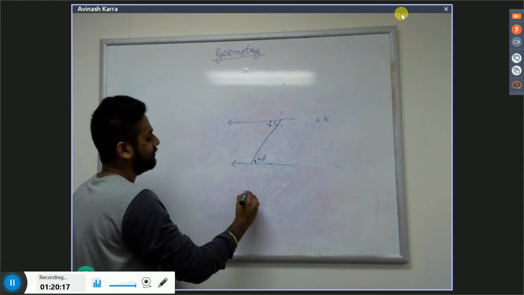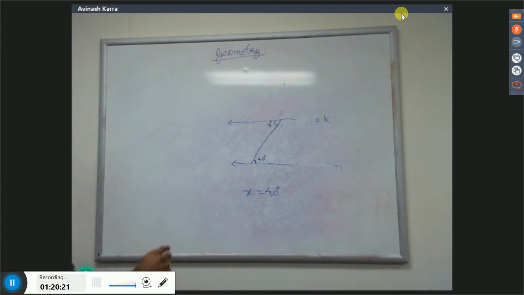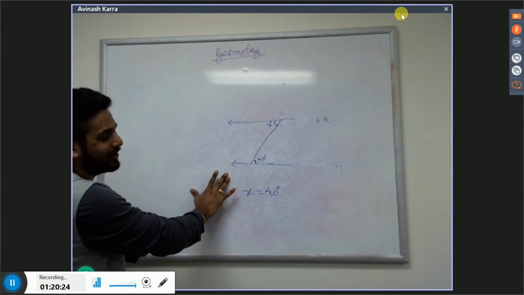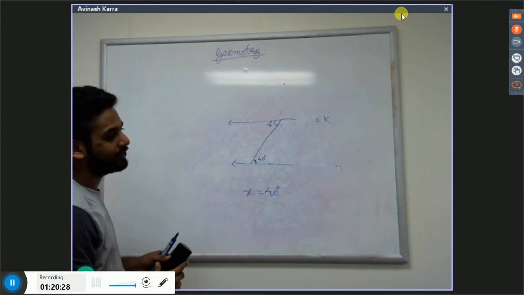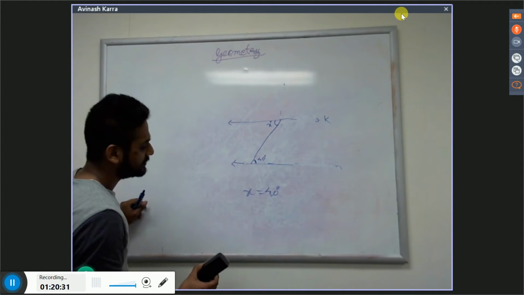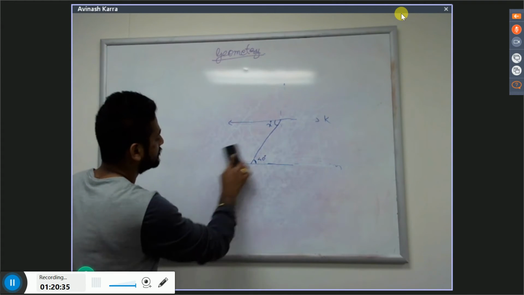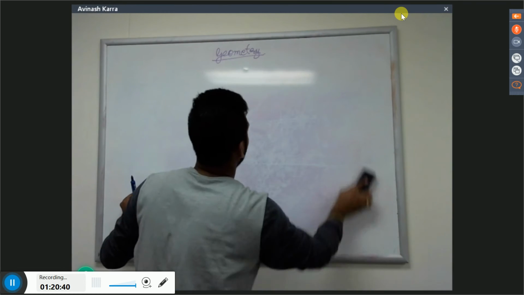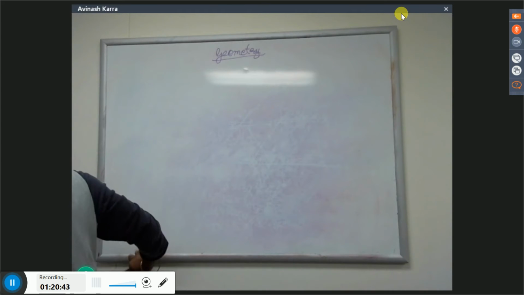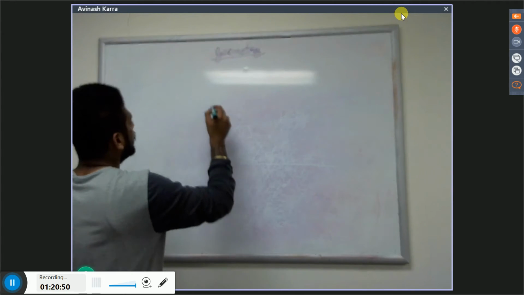Okay, so x equals 40. Is this problem clear? Does anyone of you want to explain it again? And now, let's take one more example.